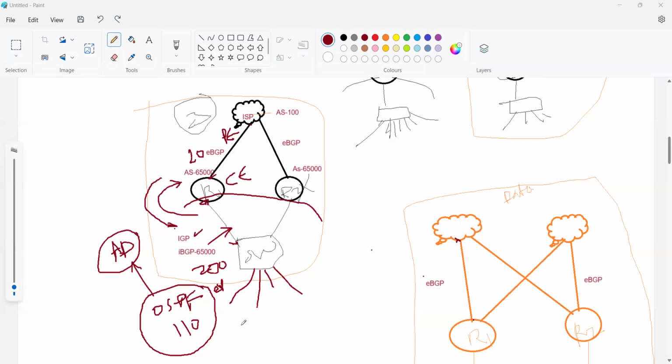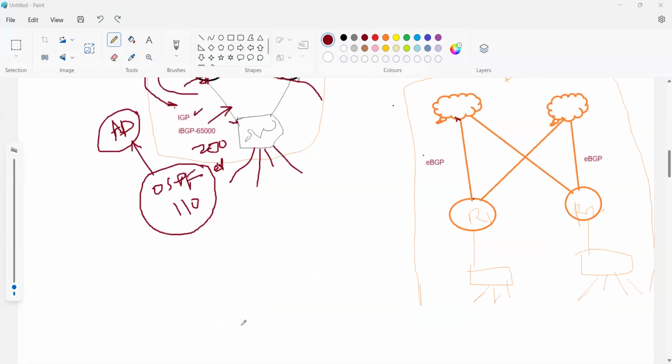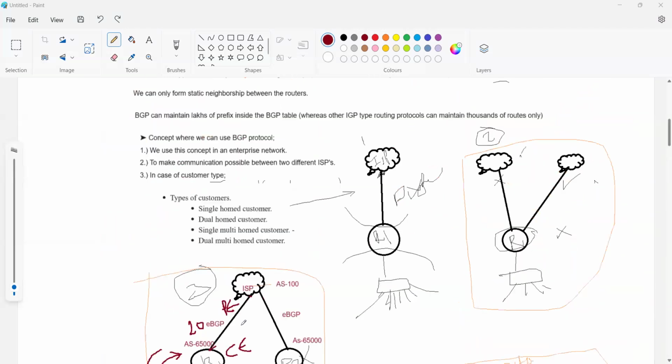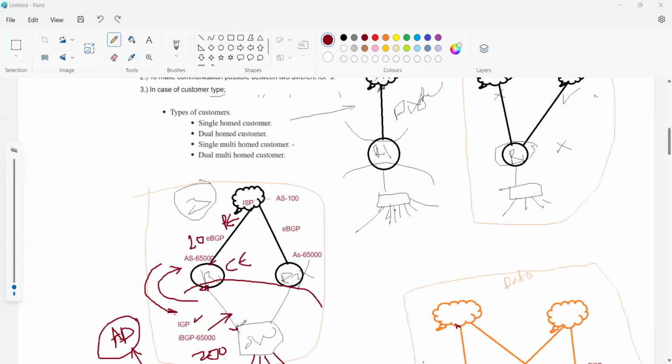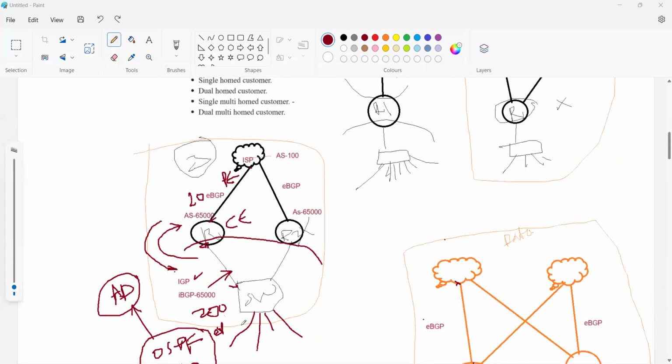If you want, you can change the AD value also. You can decrease the AD value, whichever you need. That can be done with the help of a command. This is all about customer types. Here we have single homed customer, dual homed customer, single multi-homed customer, and dual multi-homed customer.